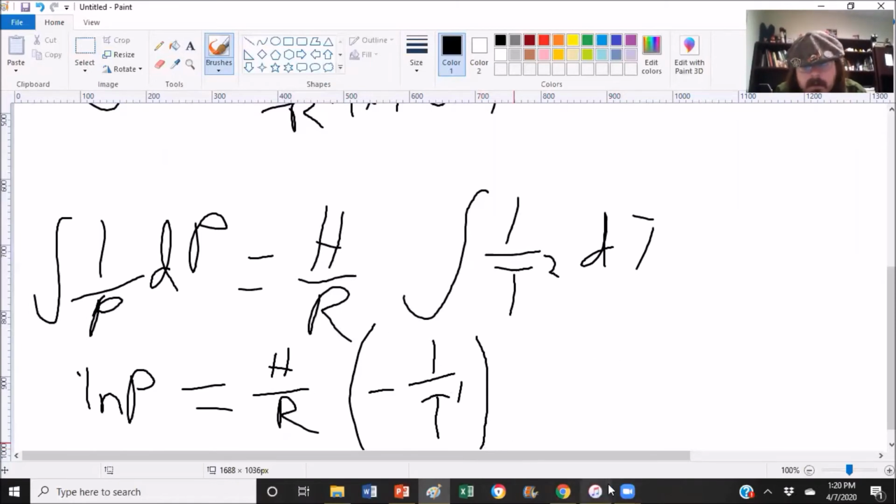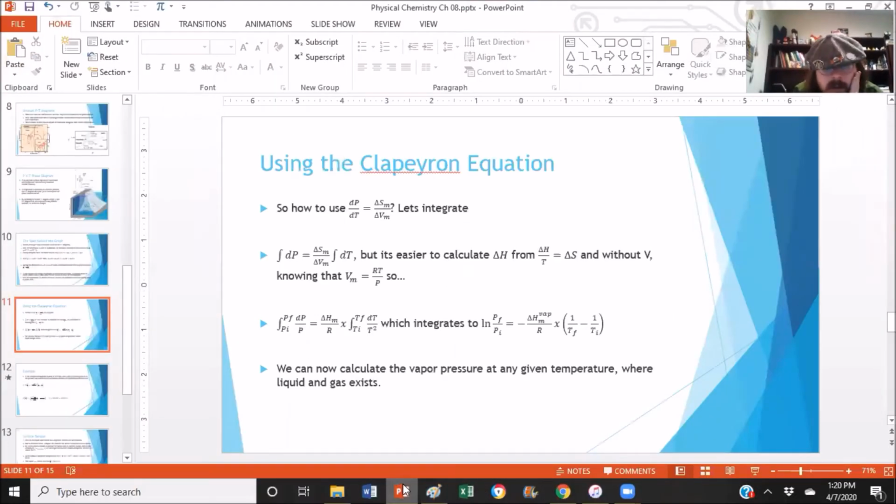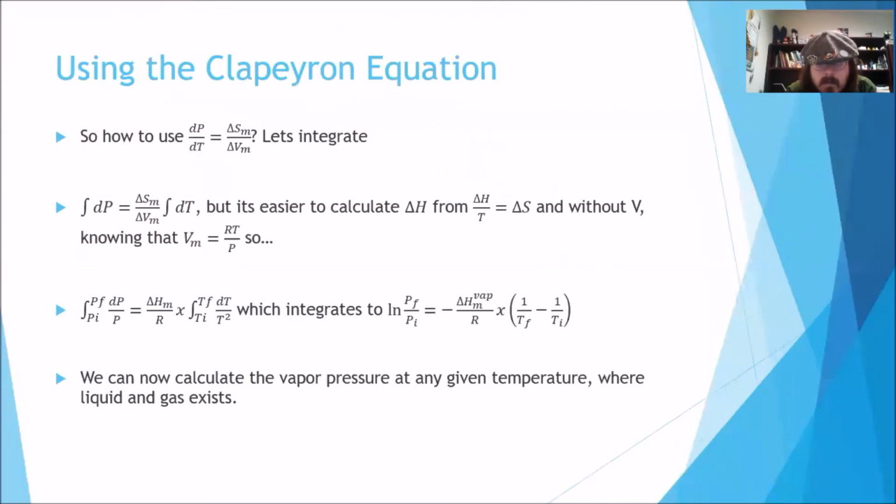So that's how we get the magical Clausius-Clapeyron, which would say ln P2 over P1 equals negative H over R times 1 over T2 minus 1 over T1. So the equation itself, something we should have learned in general chemistry. But we get this by looking at some math and magic that we do in PChem. So it's not just waving our hands, we actually use calculus and use our PChem to get this by looking at what we're actually looking at. So with this equation, we can calculate vapor pressure at any given temperature where liquid and gas coexist.